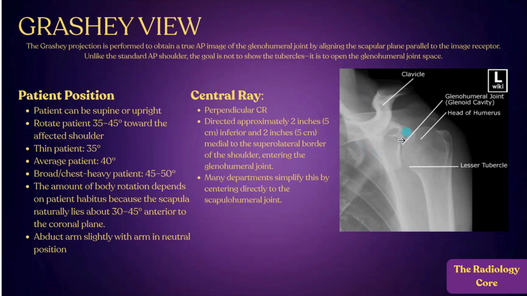The central ray you want perpendicular and then directed approximately 2 inches inferior and 2 inches medial to the superolateral border of the scapula, or of the shoulder, entering the glenohumeral joint. And then again, many departments simplify this by centering directly to the scapulohumeral joint. And in our protocol, we're not required to get the entire clavicle within profile. For these projections, the main focus is this space here. So you're not really focusing on the greater or the lesser tubercle. Your main focus is this area here. So you want to make sure that you're getting that nice and open.